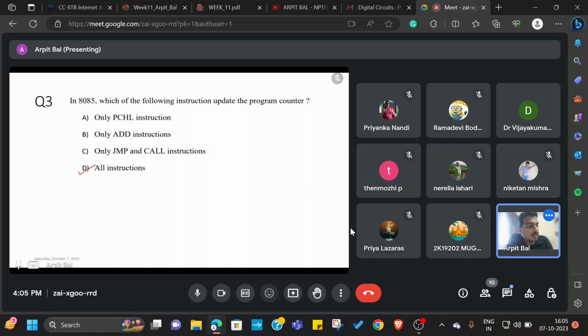Then the next question was related to the updating of the program counter. The program counter updates each time to carry the address of the new instruction that is going to be executed, and out of these options, all the instructions is the correct answer.